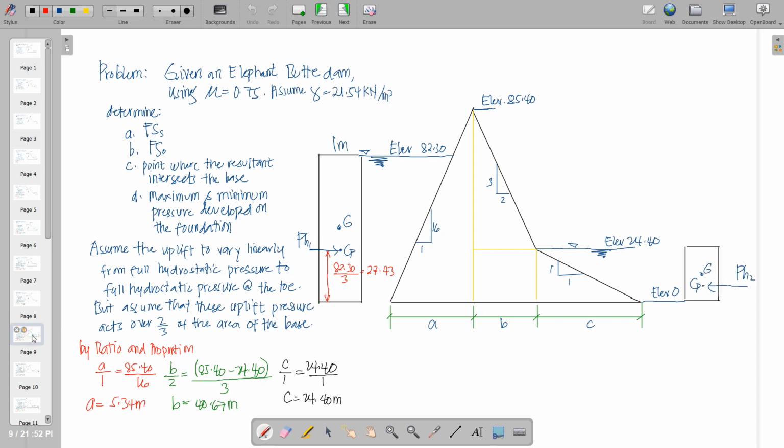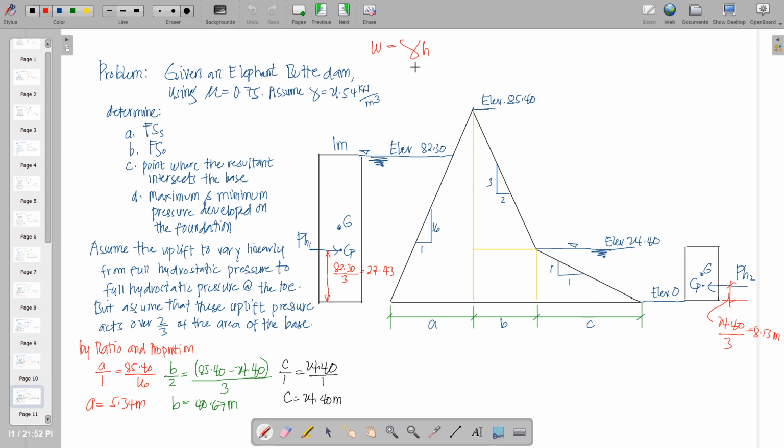Likewise, for the other side, there is also a horizontal hydrostatic force due to this liquid surface with a head of 24.4 meters. So the distance of that one is 1/3 of that head, 24.4 all over 3, that is 8.13 meters.